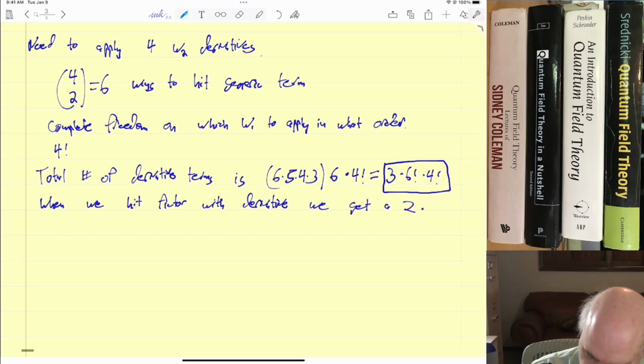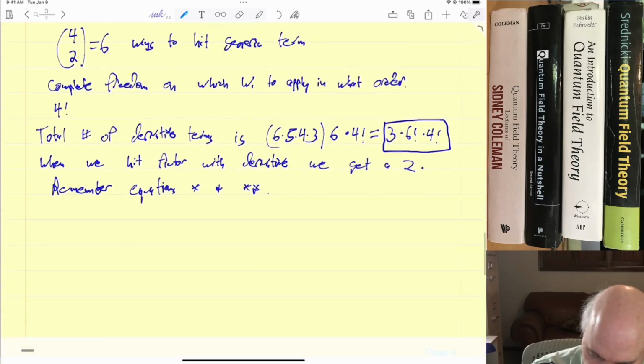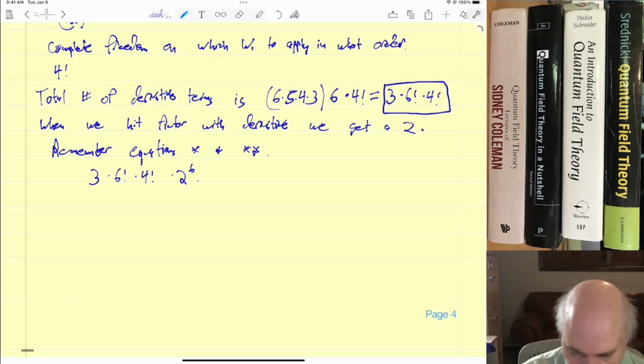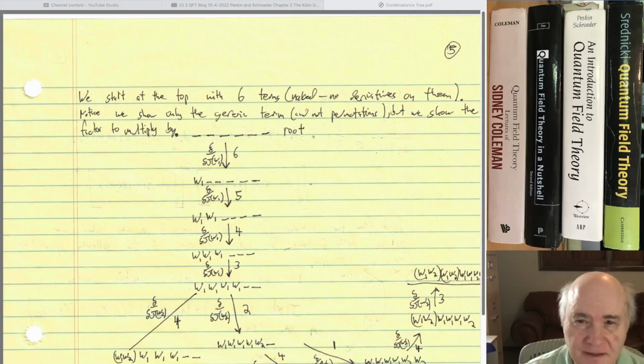As I showed earlier, remember equations, star and star star. So altogether right now we're going to get an additional 3 times 6 factorial times 4 factorial times 2 to the 6th. Okay, now I want to just show you more of a brute force thing, but I'm not going to write it out on the iPad.